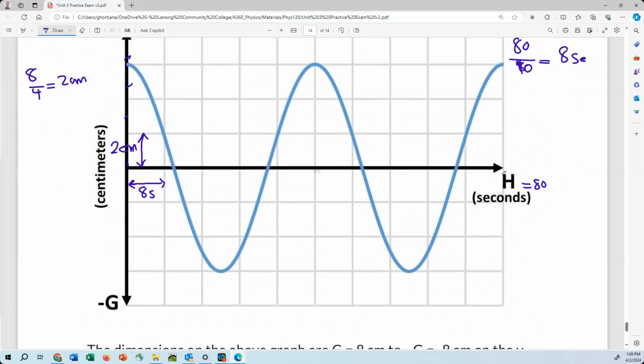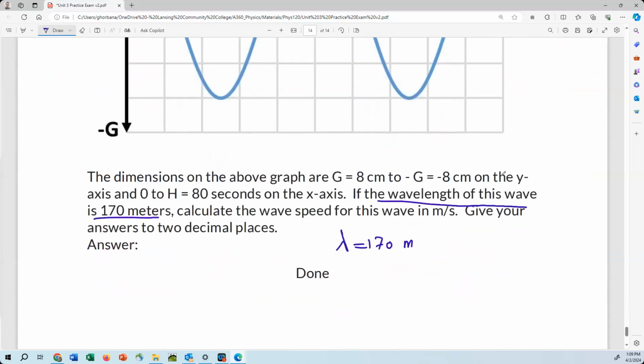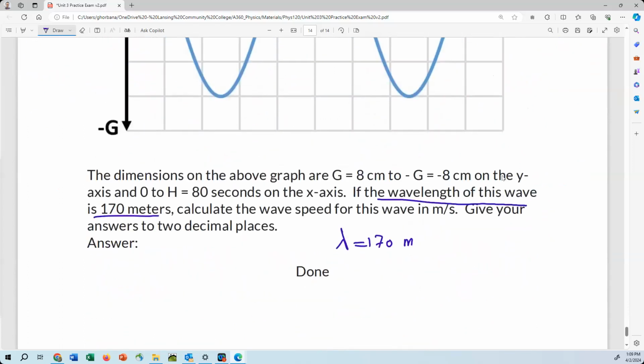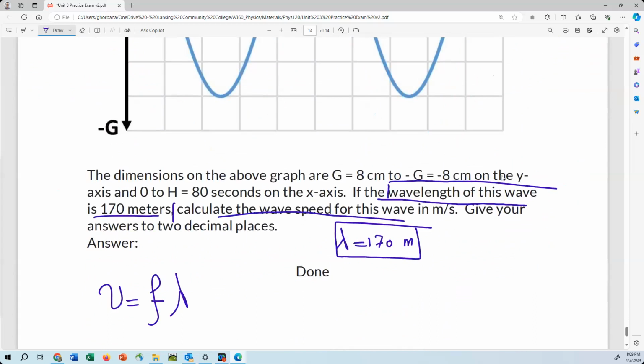Okay, we can calculate the period and then calculate the frequency. So we have the wavelength is 170. Now calculate the speed. What is the speed formula? Frequency multiplied by lambda. We already have lambda. Yes, it is 170 meter. The question gives the wavelength, so we need to find the frequency.